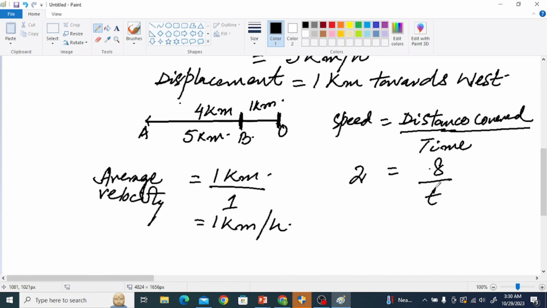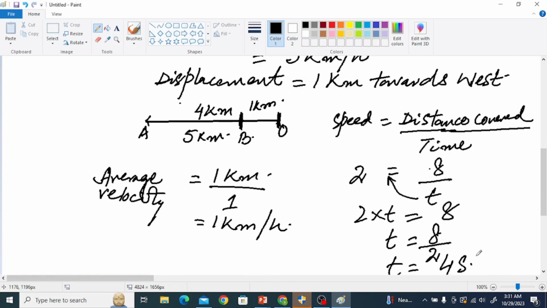For this you have to make the subject of the formula time t, and for this you will shift this time from the denominator of the fraction to the left side. So when it is multiplied by time, we got 2t is equal to 8. For finding the time taken t, we have to shift this 2 towards the right side, and it will come at the denominator. In this way the time taken for this is 4 seconds.